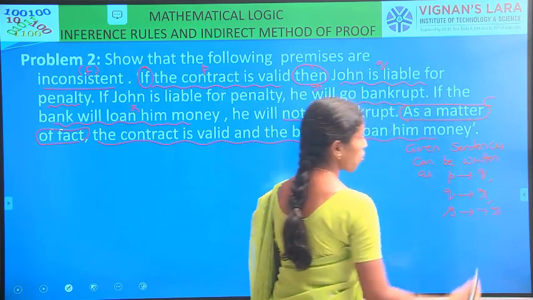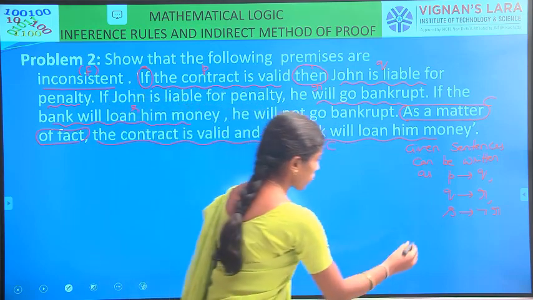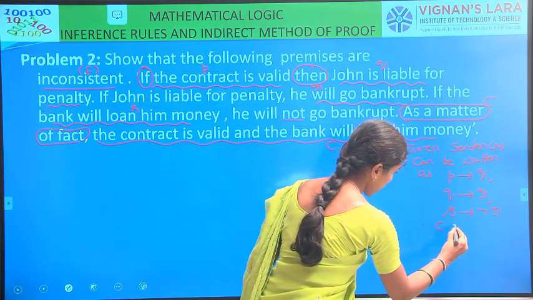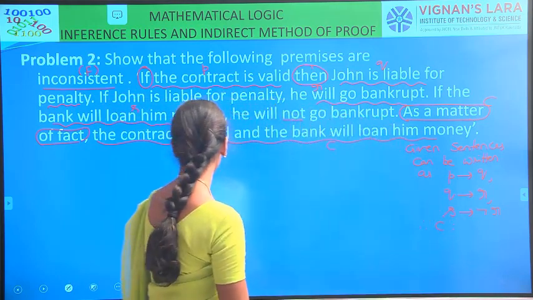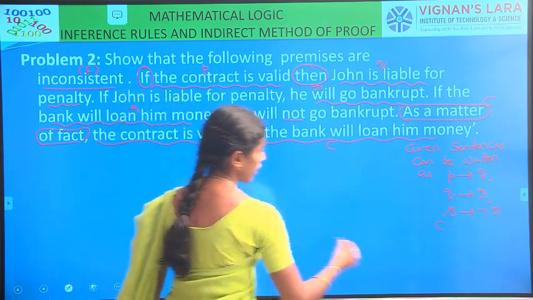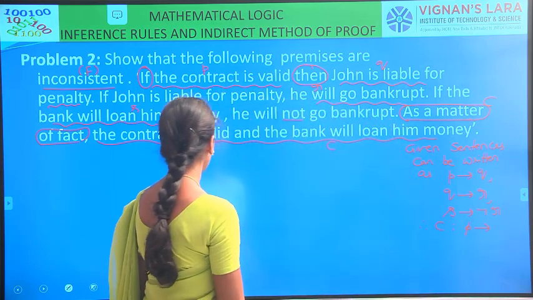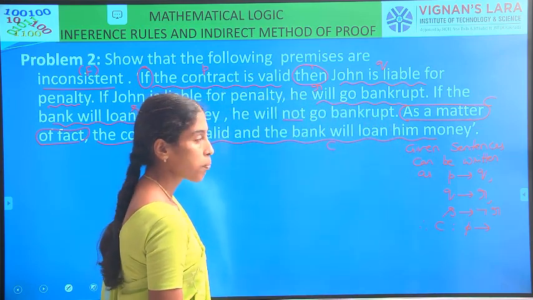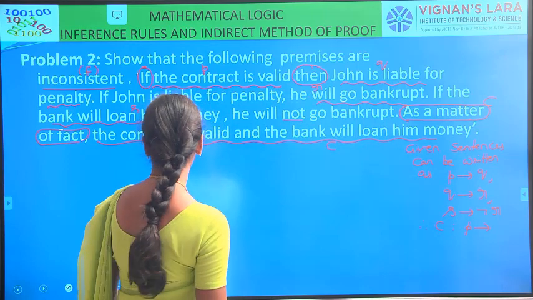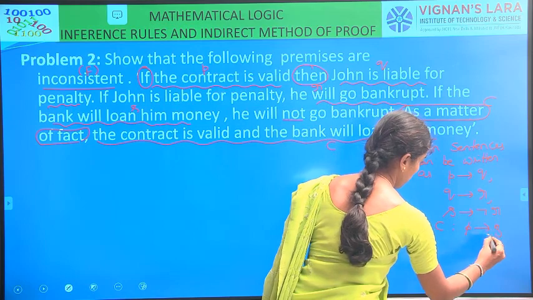He will not go bankrupt is denoted by negation R. Therefore, what is the conclusion? The conclusion is the contract is valid. The contract is valid is represented by P. And the bank will loan him money. So the bank will loan him money is denoted by S.